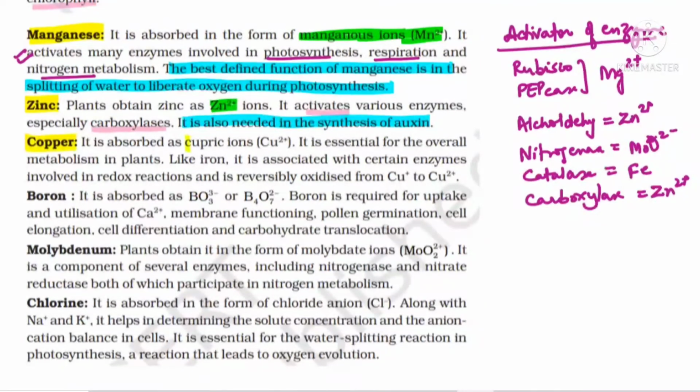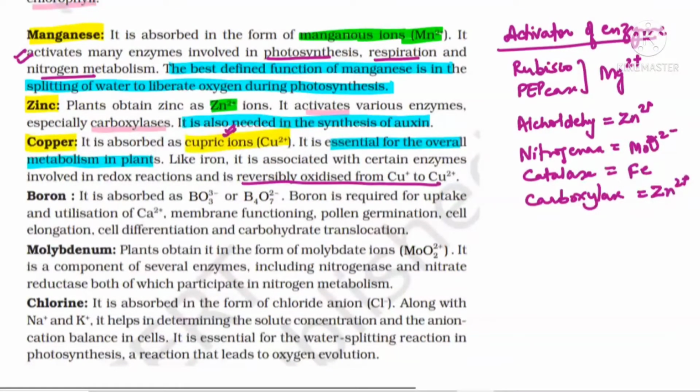Copper is absorbed as Cu2+. Please remember, iron as Fe3+, copper as Cu2+. Beta, even copper can be reversibly oxidized, just like iron, from +1 to +2, and iron from +2 to +3. Clear, beta? So it is also involved in redox reactions, and it is essential for overall metabolism in the plant. Next is boron.